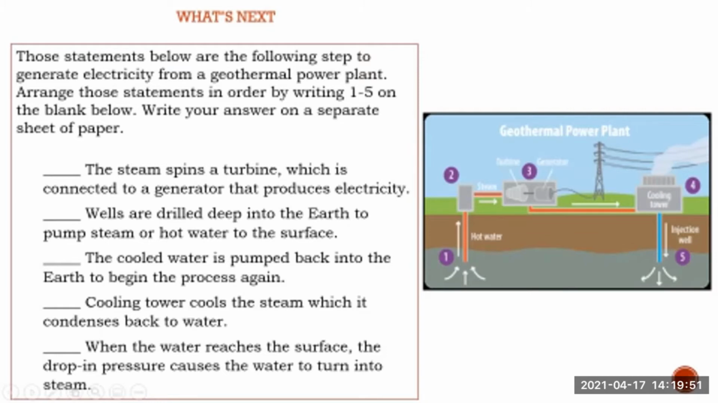The first statement is the steam spins a turbine which is connected to a generator that produces electricity. The second statement is wells are drilled deep into the earth to pump steam or hot water to the surface. The third statement is the cold water is pumped back into the earth to begin the process again. The fourth statement is cooling tower cools the steam which it condenses back to water. And the fifth statement is when the water reaches the surface, the drop in pressure causes the water to turn into steam.